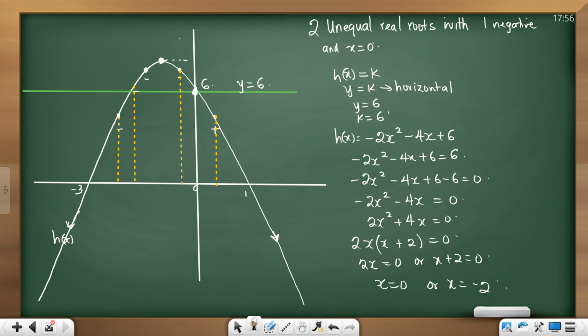A picture. Then we want to do the last one: one negative and one positive.